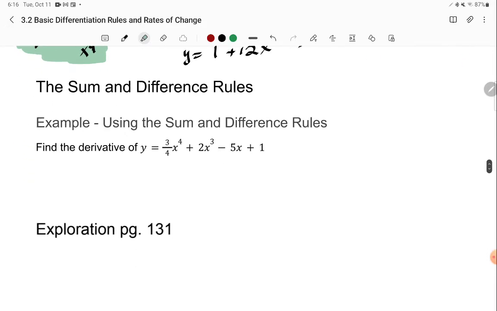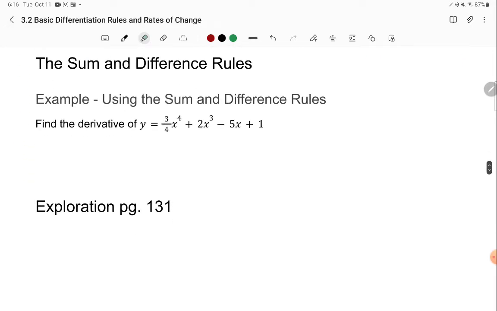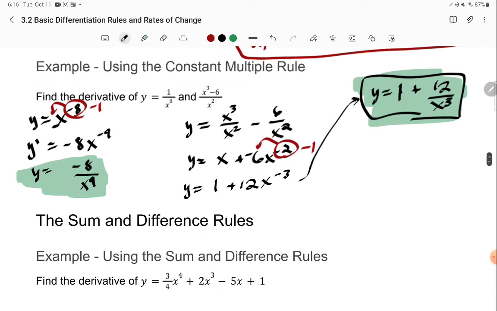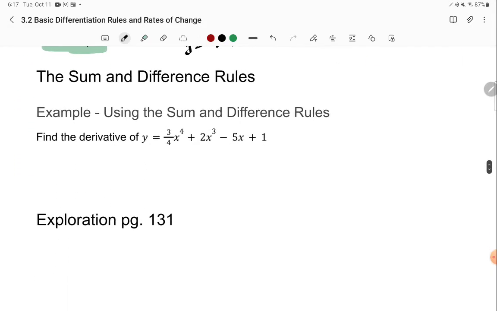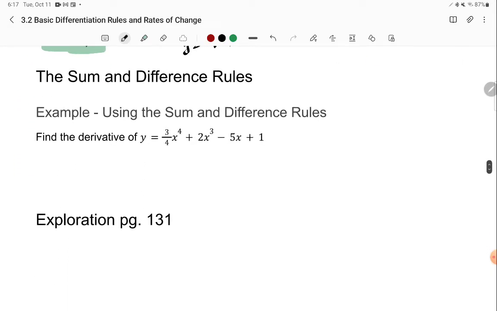All right, now using sum and difference rules. This is similar to the constant rule. It's pretty straightforward. It makes sense. The sum and difference rule basically says that if you're taking the derivative of a bunch of terms like this up here, we have these two terms right here, just find the derivative of each individual separate term. And you would just go through and do that. Go ahead and try that for the next one here. Pause the video, try it, and see how you do.